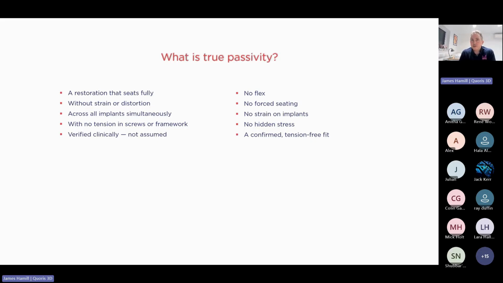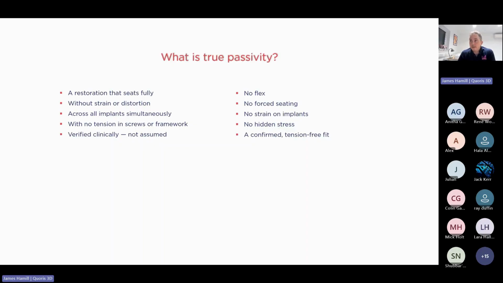There shouldn't be any strain or distortion within the prosthesis, so it shouldn't have to be forced into place. If you have to force a prosthesis into place in a full arch situation, you do not have passivity. So it ideally sits across all the implants simultaneously, seats down perfectly with no strain on the implant itself. Strain on the implant itself will cause you problems, which we will cover.